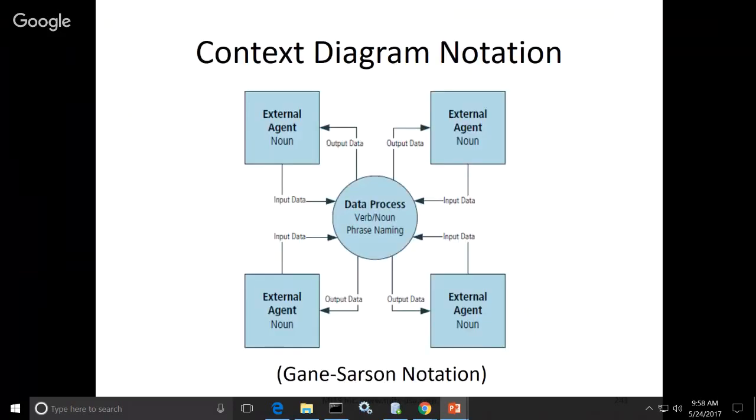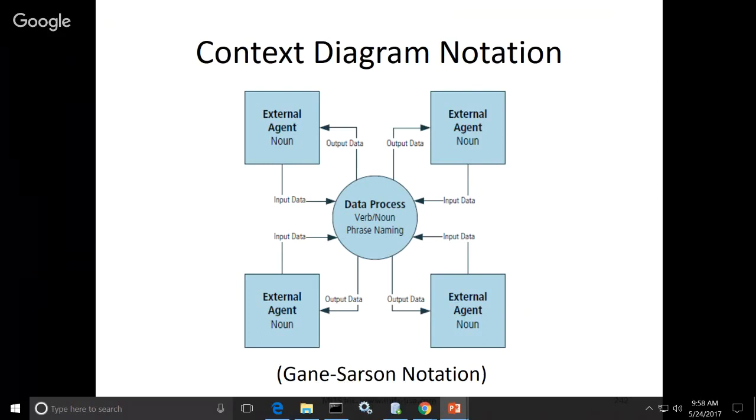So let's take a look at this. All right, so this is the Gane-Sarson notation. What Pat is referencing on a different page, which we'll look at in a moment, is a different notation. All right, so this one says, make it really clear which system you're focusing on.